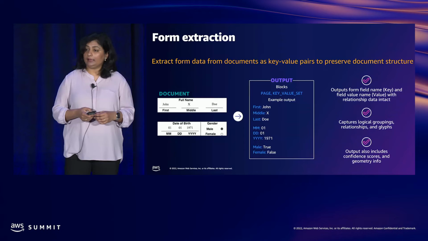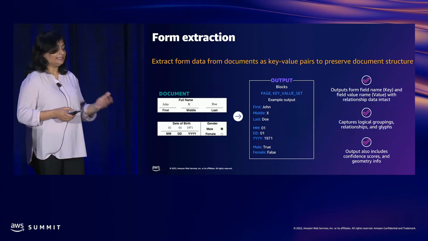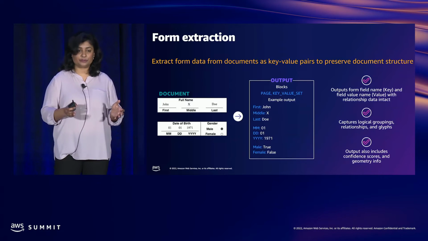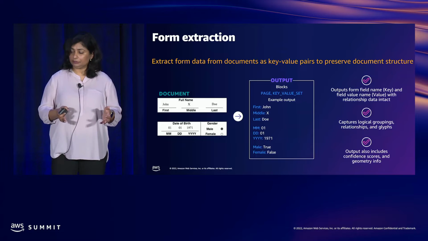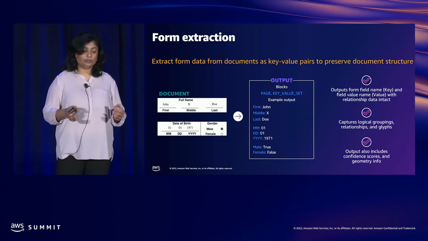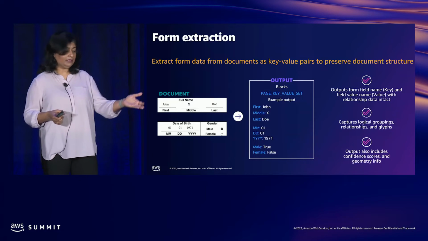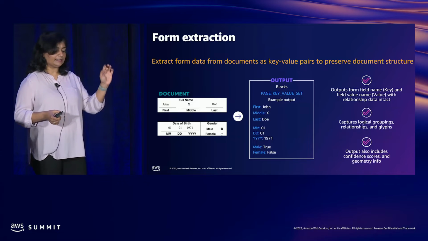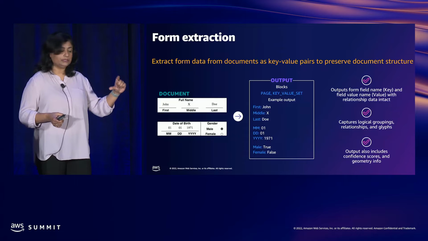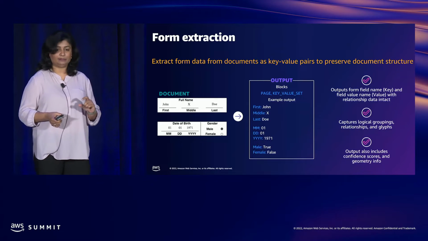The next one we have is the form extraction. Form extraction is used for extracting data from documents as key value pairs, preserving the document structure. This feature is available through our Analyze Document API, and you just have to pass in a feature type called forms. When you do that, you can pass in a document, maybe an application form, where there is a key and value, like first name, middle name, last name, and you want that association. You pass in the document and it gets you those values back.